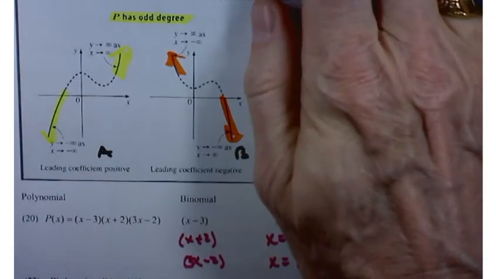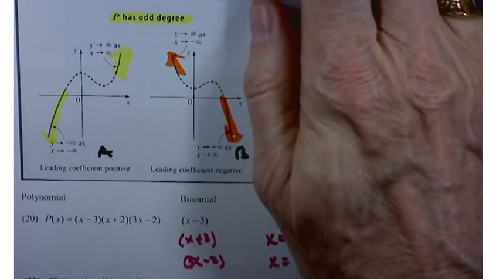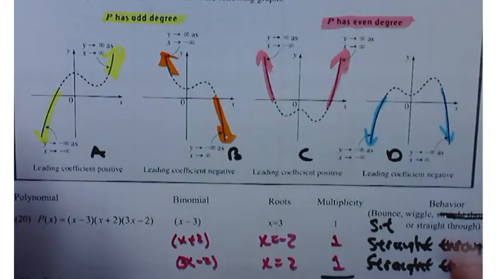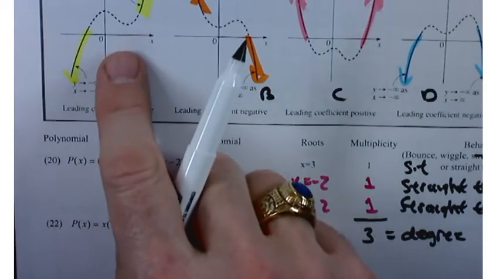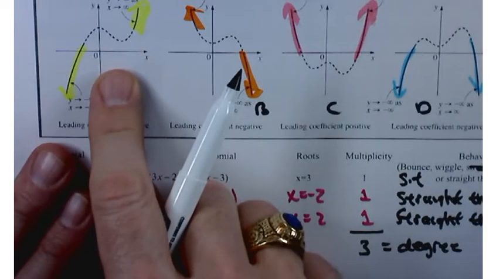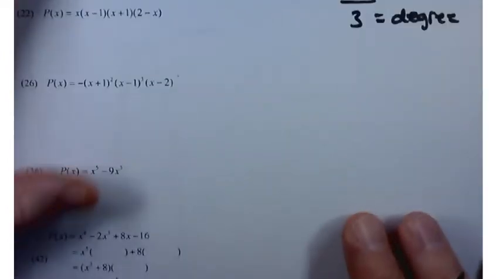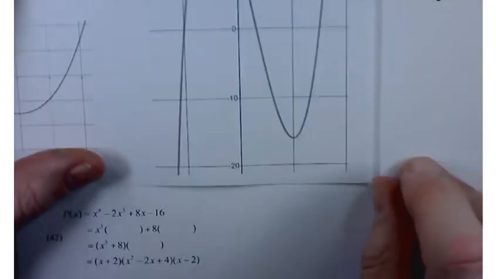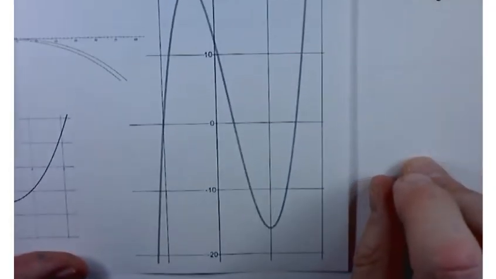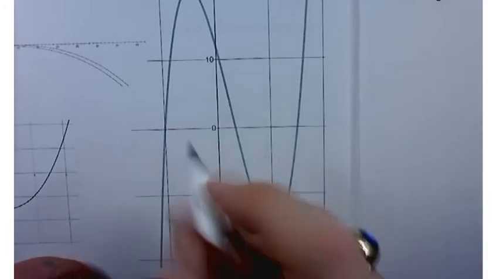Yeah, we can eliminate these real quickly, right? Because it's not an even degree, and it has a positive coefficient, so it should look something like this. Let's see what happens. And if you flip over your graph onto the back side, looks pretty good.